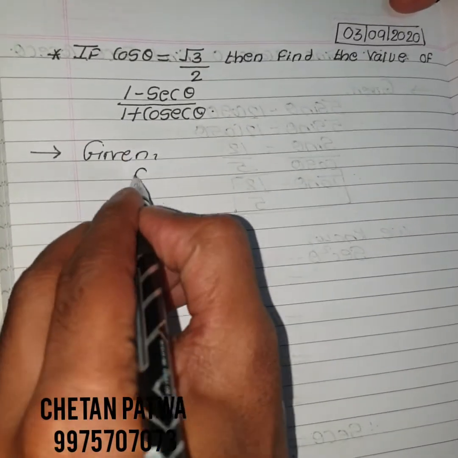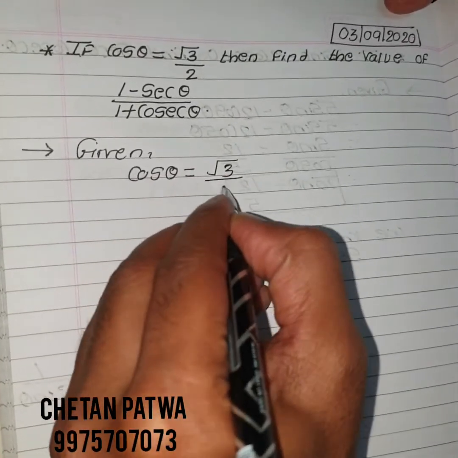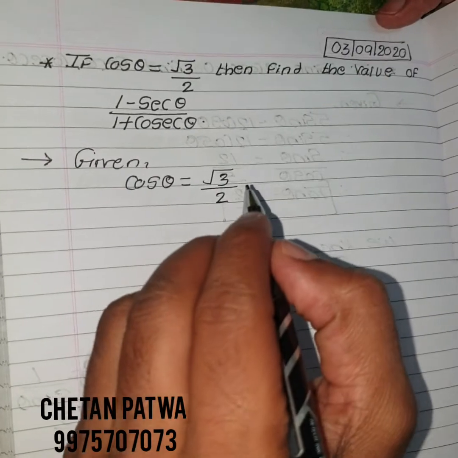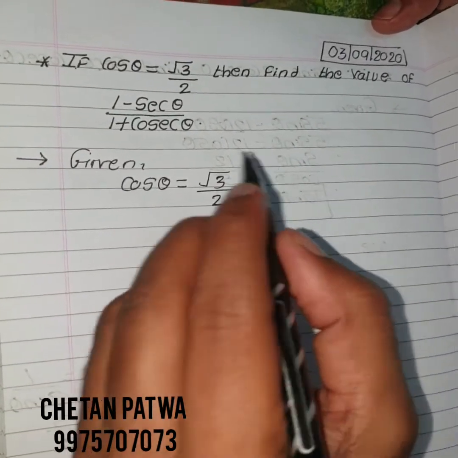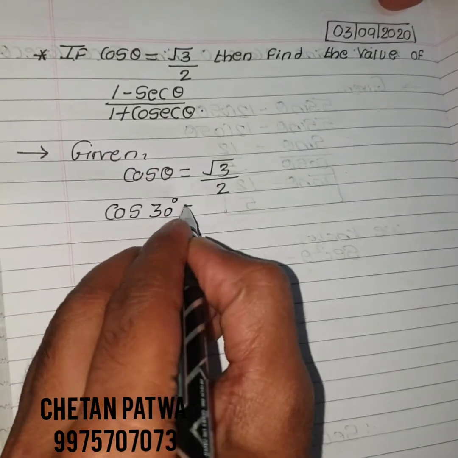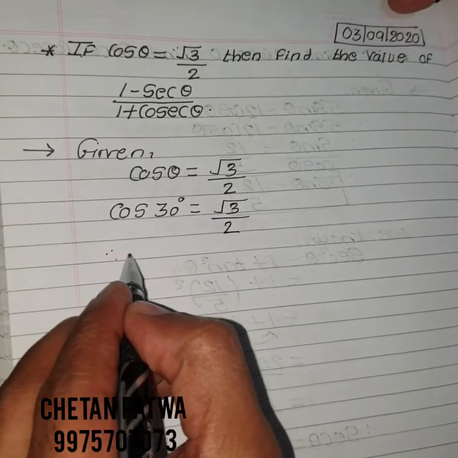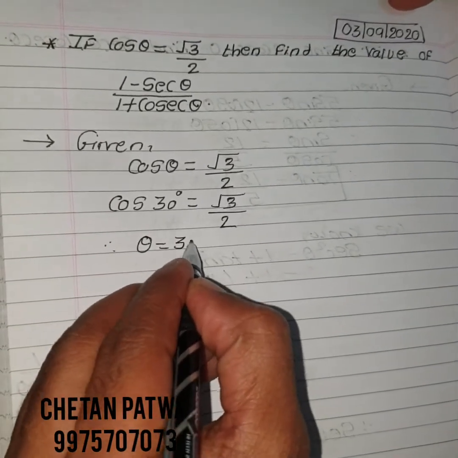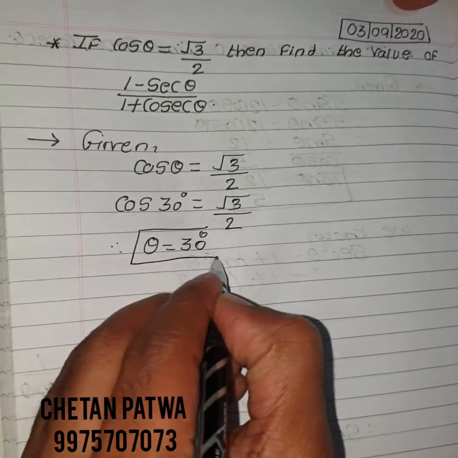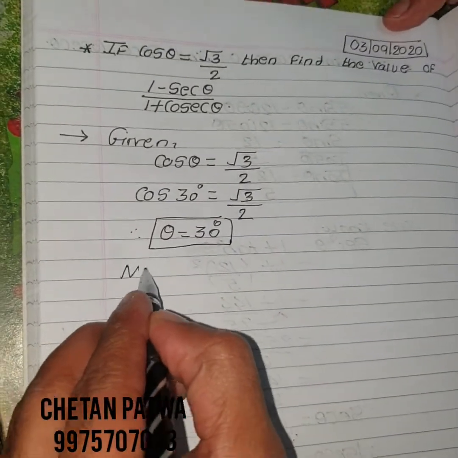Now what is cos theta? Cos theta is equal to √3 upon 2. Now if you go through the trigonometric table, we can see that cos 30 degree is equal to √3 upon 2. Therefore I can say that theta is equal to 30 degree. Now what I have done, I have found out the value of theta.